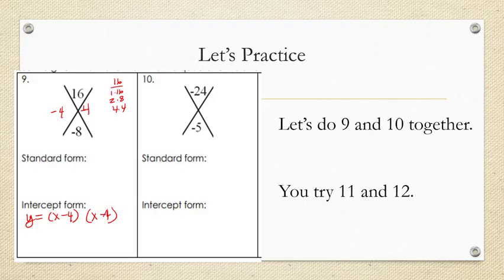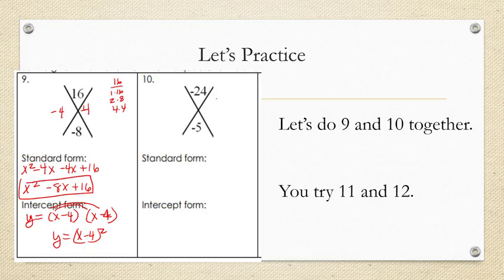Another way you can write this is you can say x minus 4 squared. Standard form would be if you multiplied it back together, if you did this times this and this times this, you would get x squared minus 4x minus 4x plus 16, which is going to give you x squared minus 8x plus 16.